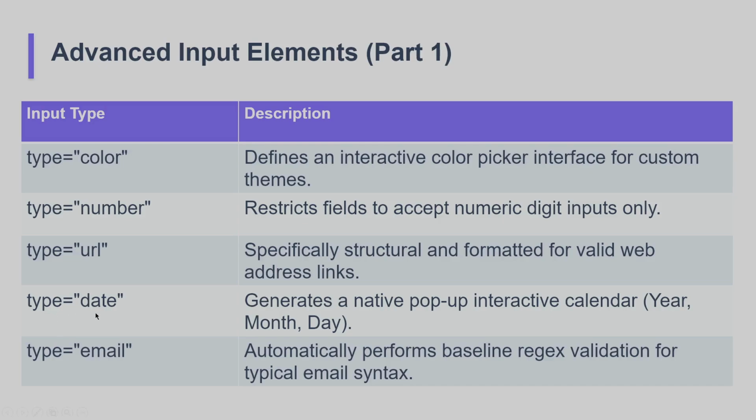Next is date. Type equal to date. It provides a built-in calendar where the user can easily select a date, and this eliminates typing errors and improves consistency. Finally, the email, input type equal to email. It automatically validates email addresses. If the entered value is not in a valid email format, the browser displays an error message before submission. These advanced input elements make the form easier to use and improve data accuracy.